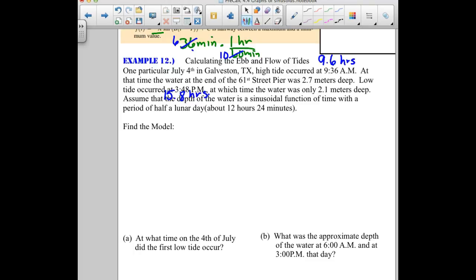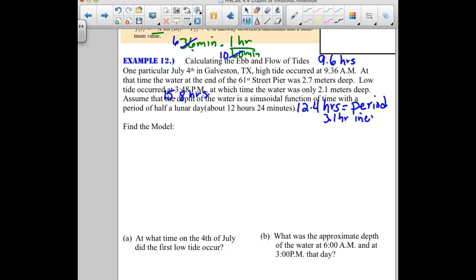12 hours and 24 minutes. What decimal would be equivalent to the 24 minutes? You're just dividing by 6, right? So 12.4. All right. While we're at it, what would our increments be if our period was 12.4 hours? 3.1? Cut it into 4 pieces. 12.4 divided by 4 is 3.1. All right.